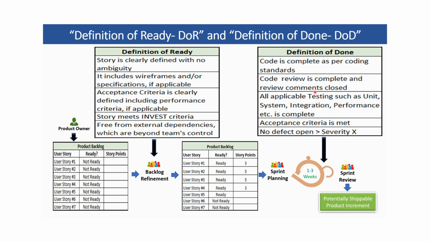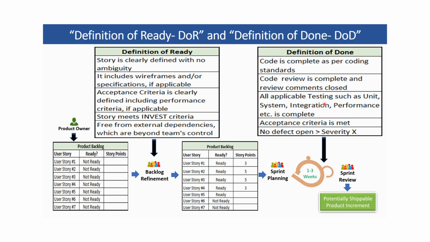Here also, this definition of done is applied against each story to check if the story is really done. So this is also a sample list. It varies from team to team. I have put these 5 items here. The first one is code is complete as per coding standards. The code review is complete for the user story and the review comments are closed.